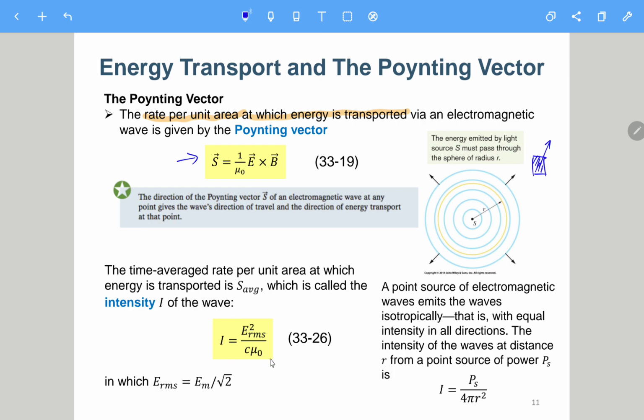And here it mentioned a property called the intensity of the light. 是强度. So the time average rate per unit area at which energy is transferred is S average. So you can just take this amplitude divided by square root of 2, something like that, and so S average will be E average times B average over mu naught.